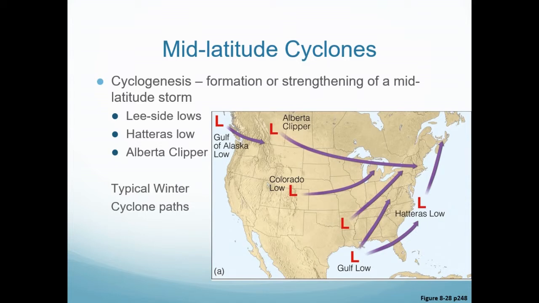So this is the most common form of cyclogenesis. Here are different very common cyclogenesis patterns. The one that we just saw would describe the Alberta Clipper and the Colorado Low, where you get those forming on the lee side of mountain ranges. Also the Hatteras Low on the lee side of the Appalachian Mountains. Another way that can form is just low pressures forming in the Gulf of Alaska or in the Gulf of Mexico. These are all very common mid-latitude cyclone cyclogenesis formations.